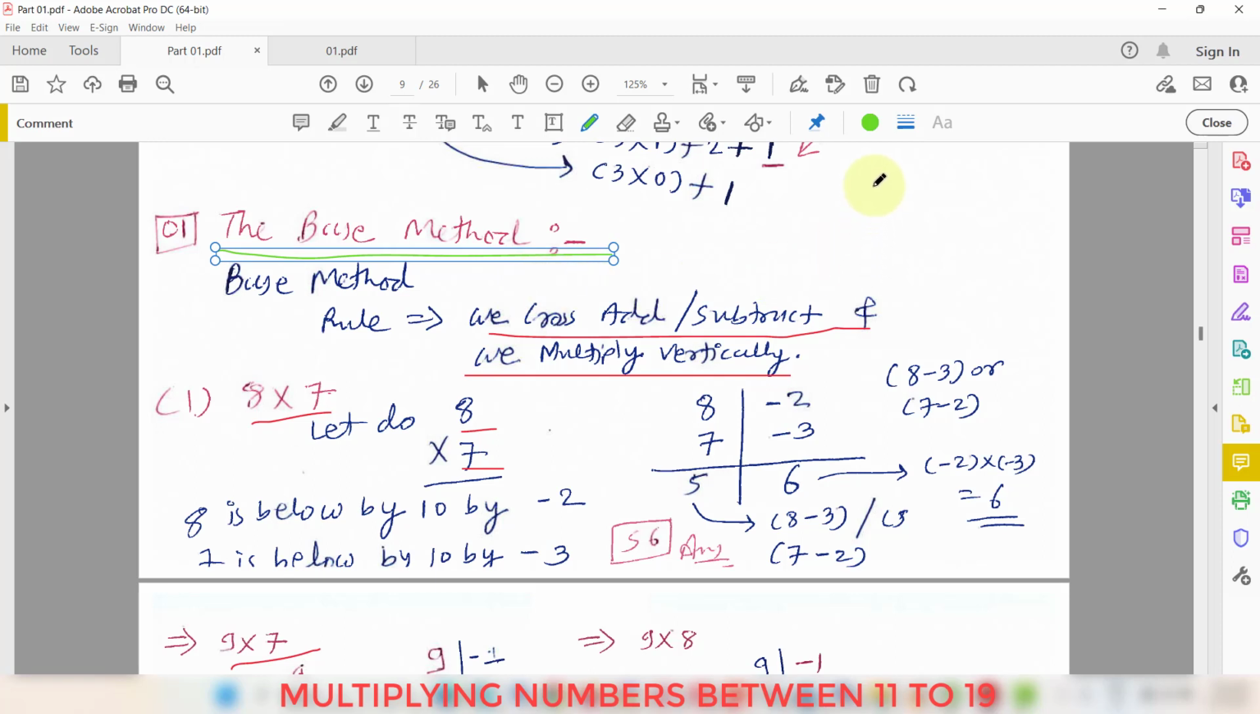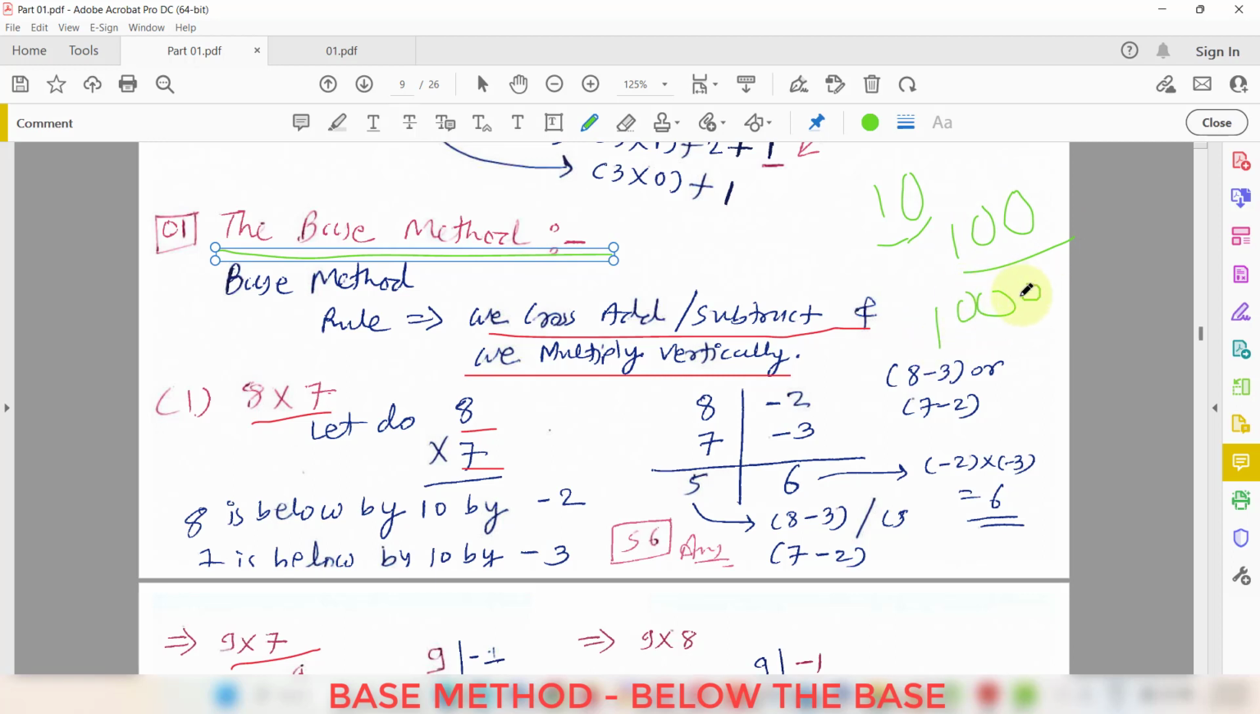Let's say if we want to multiply any number and we are taking the base as 10, this is our base method with the base 10. If we are taking the base as 100, there are 2 zeros in the 100. If we are taking the base as 1000, then there are 3 zeros in the 1000. So that is our base method. So what does the rule say?